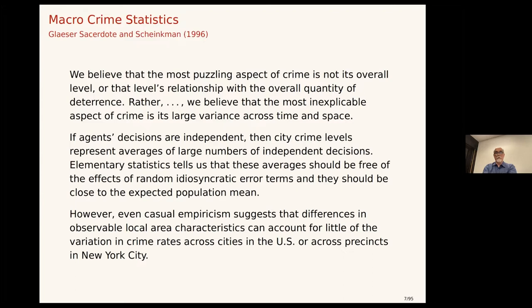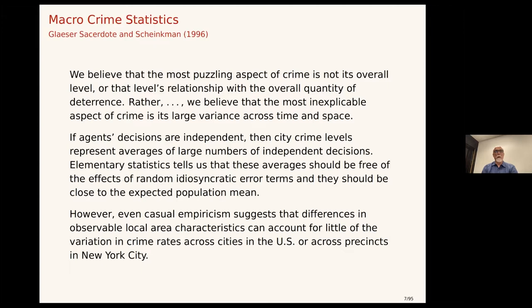So this is a paper that appeared in the Quarterly Journal of Economics in 1996. As I said, it really kicked off interest in social interaction models. So here is the puzzle. I think you've had the chance, as I've been blabbing on here, to read what the slide says. This is a long quotation from a couple of pages of the paper.